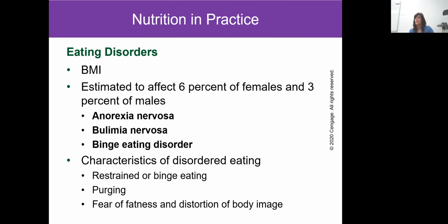Bulimia nervosa is where they will eat, but they will purge. So they will eat a full meal and then, excuse me, I'll be right back, go into the bathroom and finger down the throat. That's a bad one too, because not only do you have the issue of malnourishment, but every time you make yourself throw up, all the hydrochloric acid in your stomach is now climbing. It rots your teeth. It wears away at the smooth mucosal lining of the esophagus, causes esophageal varices, which can bleed. There's just a list that goes on of things that can happen.